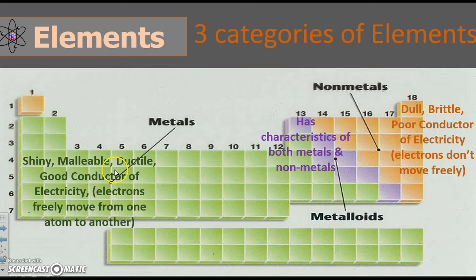Now, to describe them, metals are shiny, malleable, ductile. They're very good conductors of electricity, and metalloids have characteristics of both metal and nonmetal. Nonmetals are dull, very brittle, and poor conductors of electricity. Electrons don't move very freely through them.